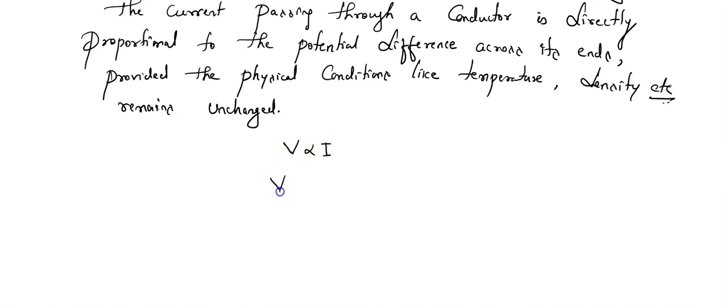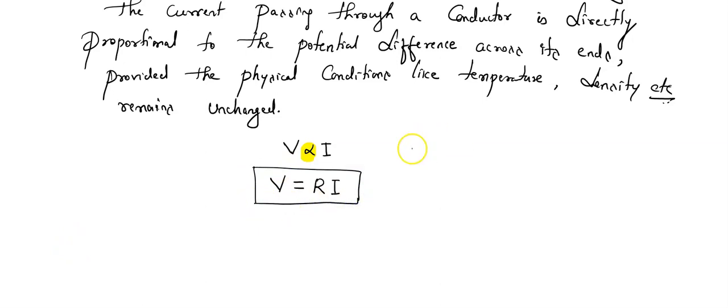If we want to remove this proportionality symbol, then we have to introduce a constant called the proportionality constant. Here we are going to introduce R. V is equal to R into I, V equals RI. So that is the proportionality constant.